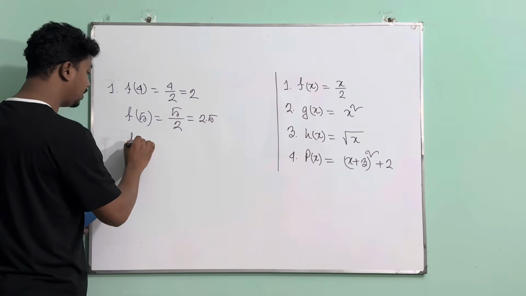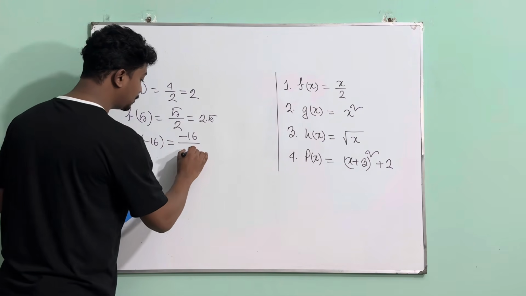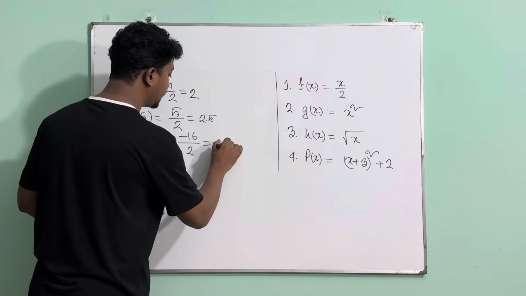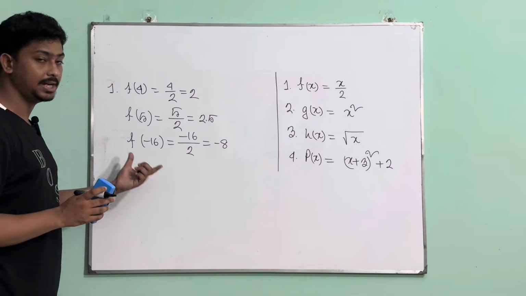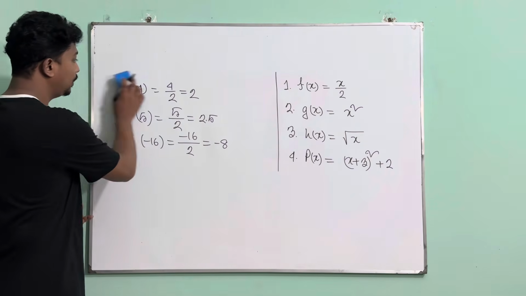Let's say I put f of -16. So that will be the input. The function divides it by 2 and gives me a result of -8. So this is how the first function works. Now let's see how the second function will work.